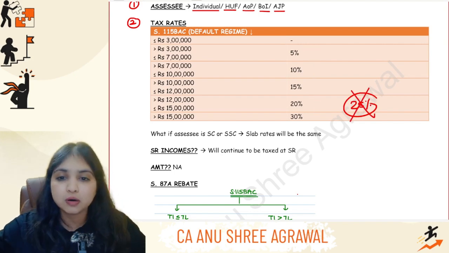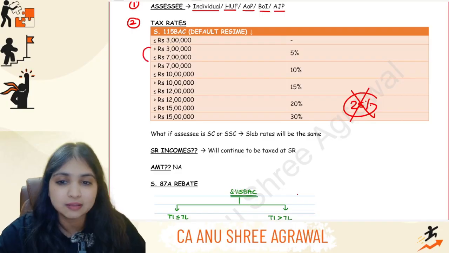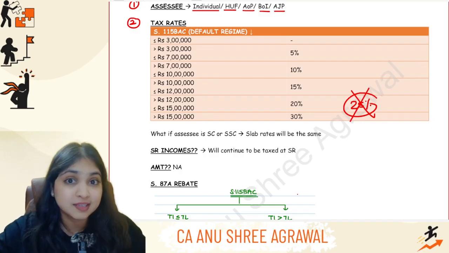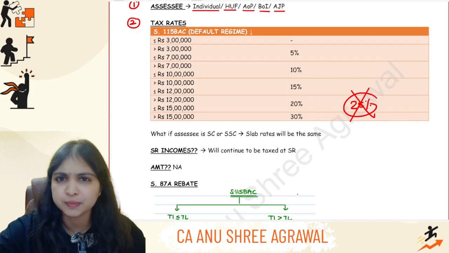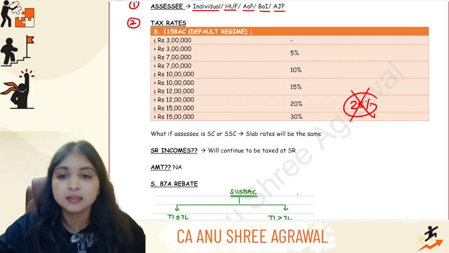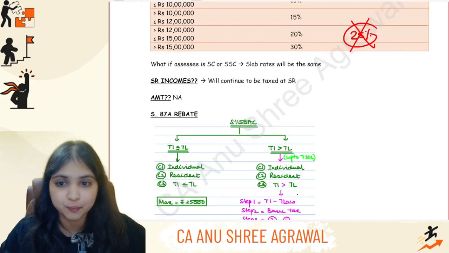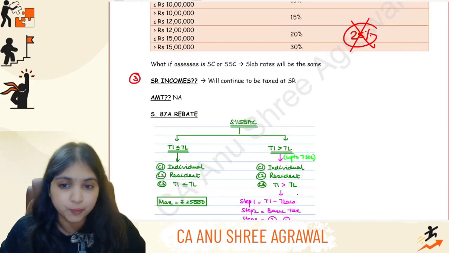Okay, so up to 3 lakh no tax, and then 3 lakh to 7 lakh, 7 lakh to 10 lakh, 10 lakh to 12 lakh, 12 lakh to 15 lakhs, and then more than 15 lakhs. Okay, remember, even if the assessee happens to be a senior citizen or a super senior citizen, I don't care. The basic exemption limit will always remain 3 lakh only. Okay, this is the second point. Then comes the third point.